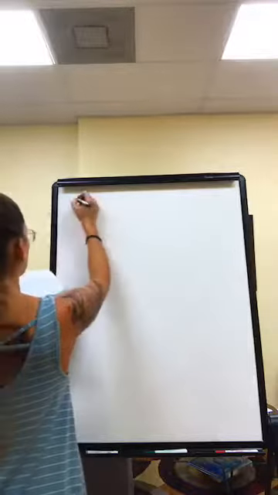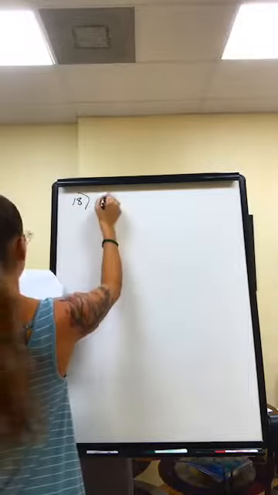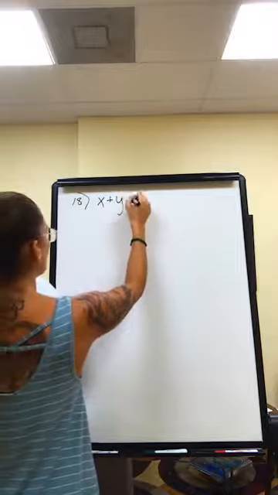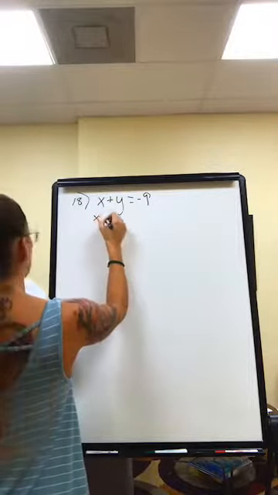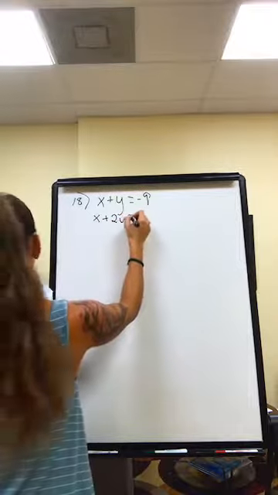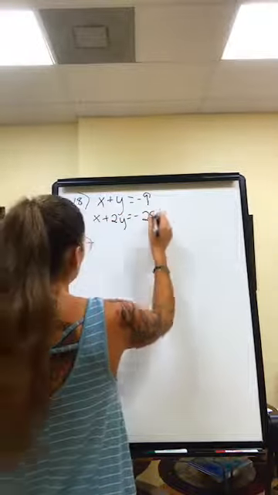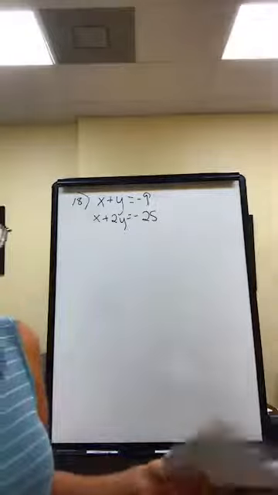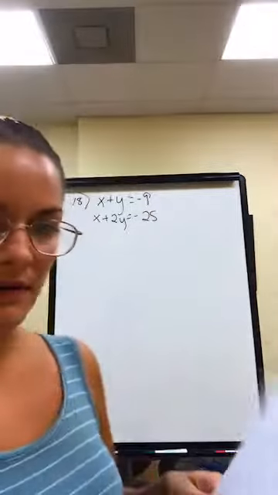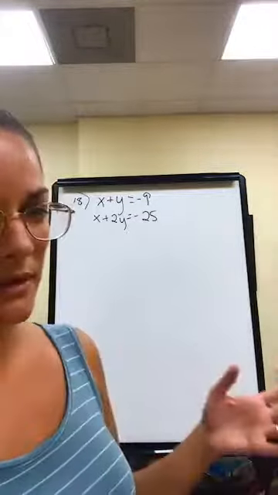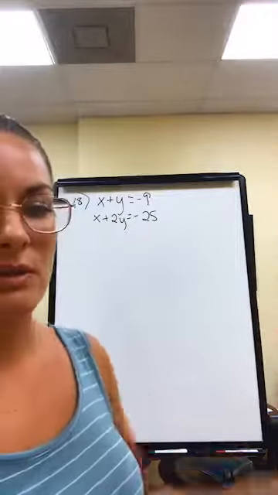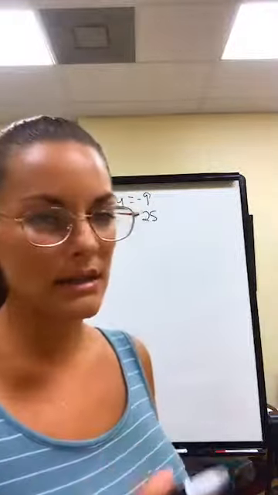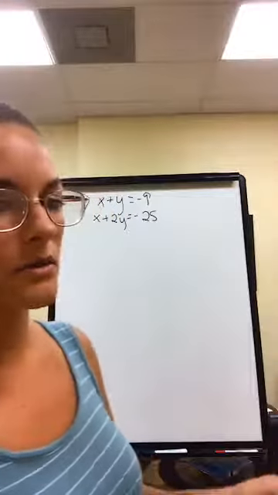We have x plus y equals negative 9, and x plus 2y equals negative 25. Usually when we're solving systems of equations, we're looking for a point, so we're looking for x and y. So be careful because this isn't multiple choice. If you write a point, x and y, it's going to be the wrong answer. They just want x. That's all they want.